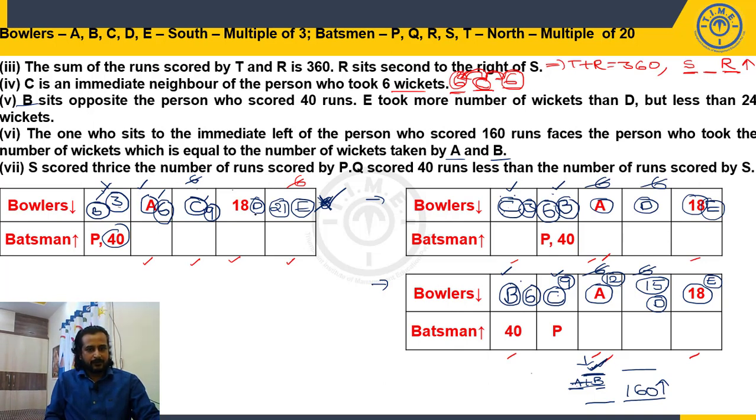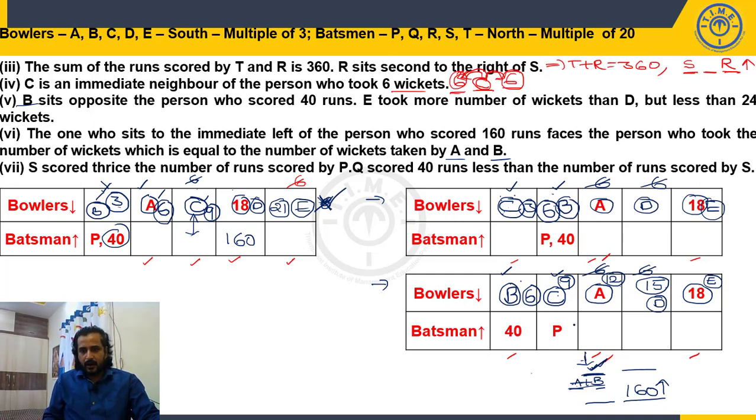Because 3 plus 6, it is already 18. I cannot satisfy that condition. Already it is 21. So the only possibility will be 3 plus 6, C will be 9. And this person is immediate left of 160. Clear? Now, let's come to this case.